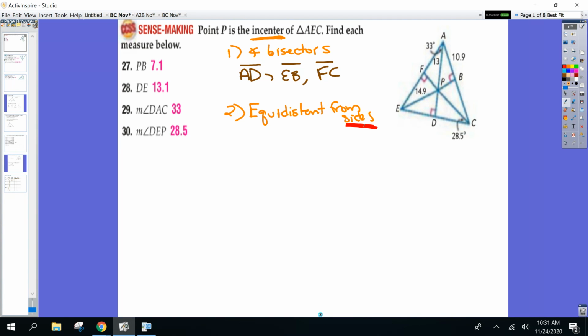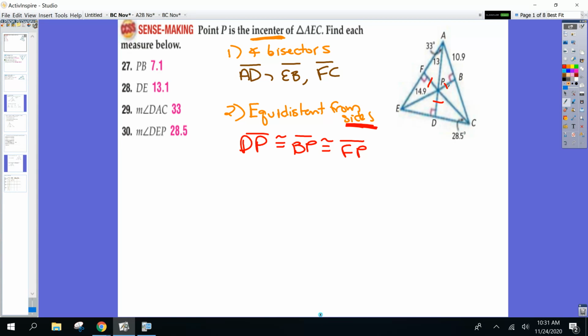So EP then? Wait, no. Again, don't give me a vertex. It goes to the sides. Okay. DP then? DP is congruent to BP. BP is congruent to FP. That's what I'm expecting, guys, before you start any problem. Oh, you're telling me it's the in-center? Boom, here's what I know. These 3 are angle bisectors. These 3 segments are congruent. Any questions there before I answer 27?